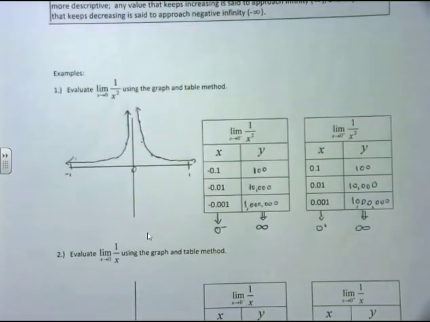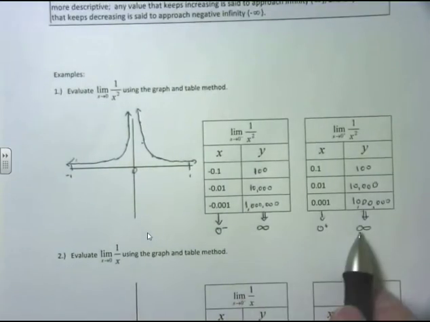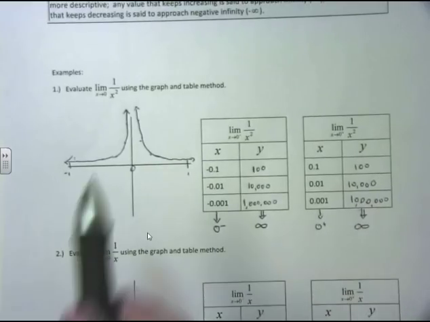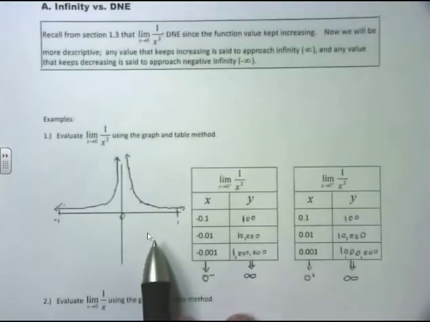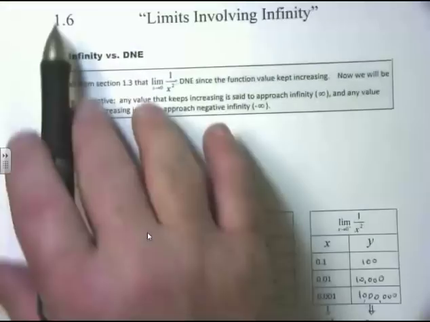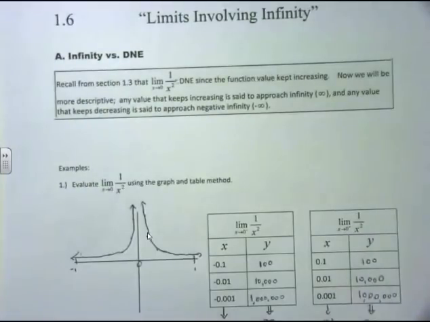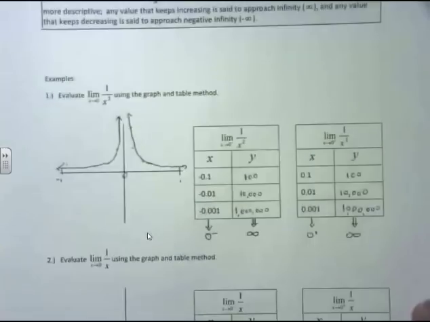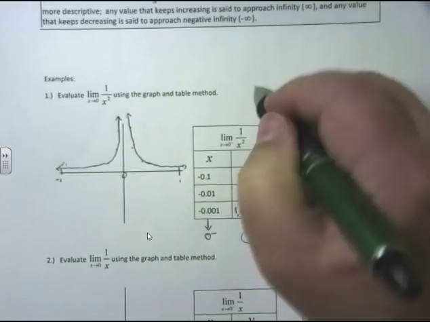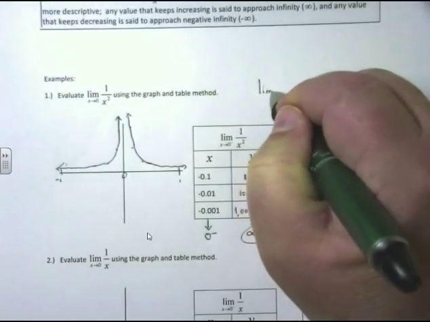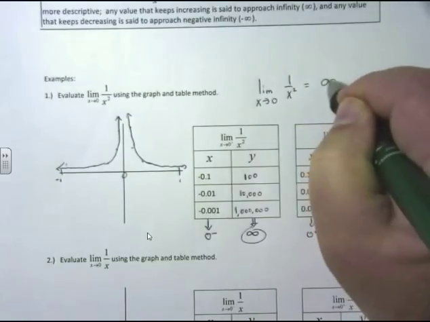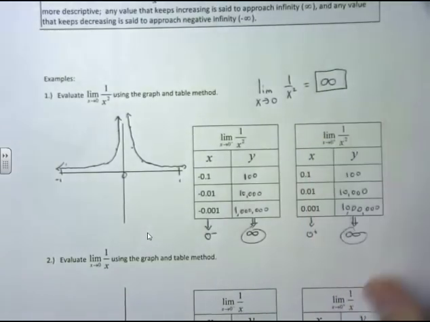But since the limit from the left equals the limit from the right, now granted we're blowing up to infinity. Now this is what's new about 1.6 versus section 1.3 that we did before. What's different about 1.6 is we're now going to start allowing answers of infinity. Since the limit from the left is equal to the limit from the right, we would say that the limit as x approaches 0 of 1 over x squared is actually equal to infinity. And we're going to allow you to have infinity answers.